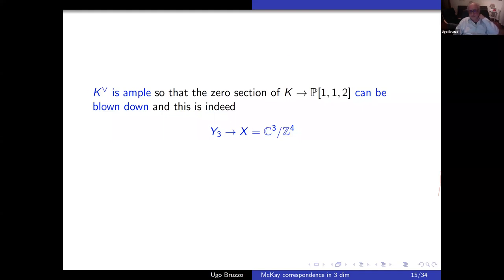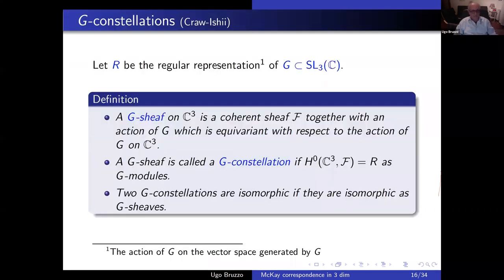And now that we have understood completely, I would say, the situation with an example of the three-dimensional McKay correspondence, let's go on in the general theory. And let me show you this notion that was introduced, as far as I know, by Craw-Ishii, namely the notion of G-constellation. So we shall call R the regular representation of our group. So it's the representation of G on the vector space generated by G itself over the complex numbers. So simply the elements of G are regarded as the basis of the space and you act on them with G itself.